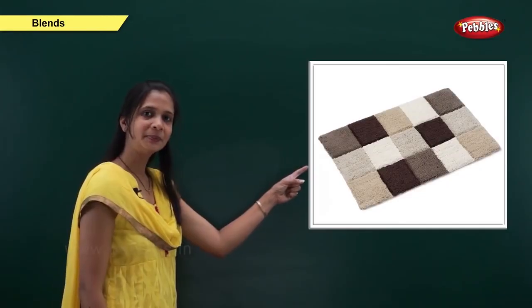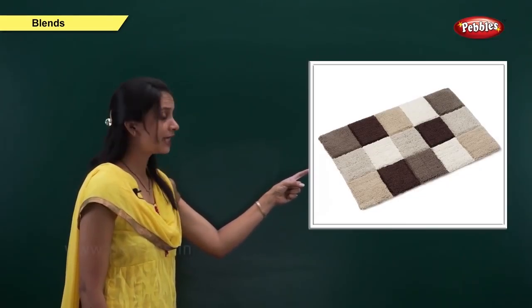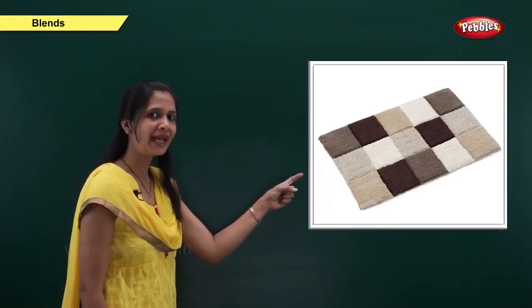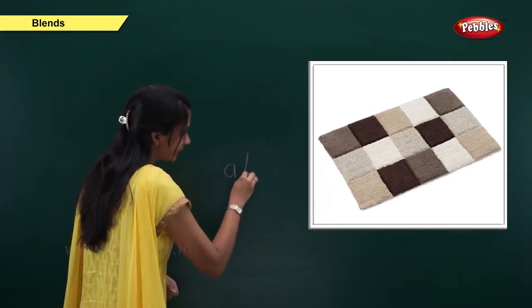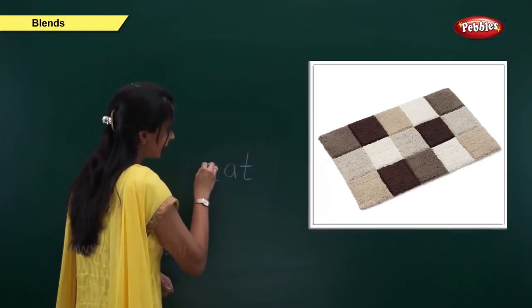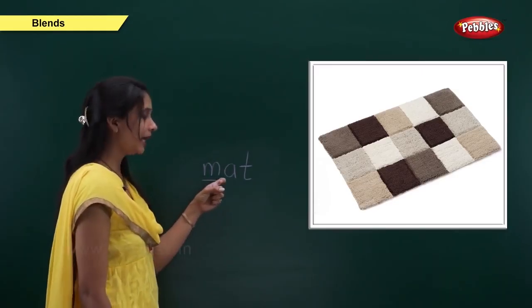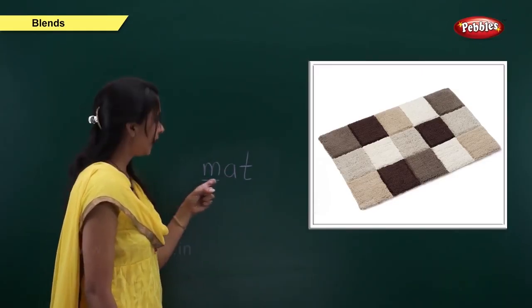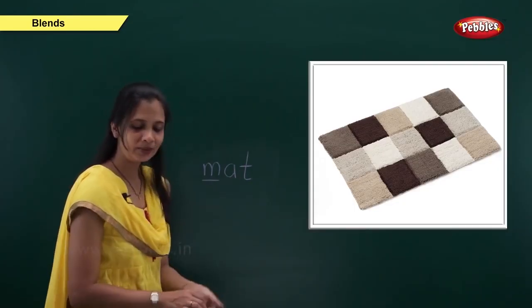What is it? Yes, it is mat. So, first sound is ma. So, it is M. M-A-T. Mat. M-A-T. Mat. Okay. Now next one.